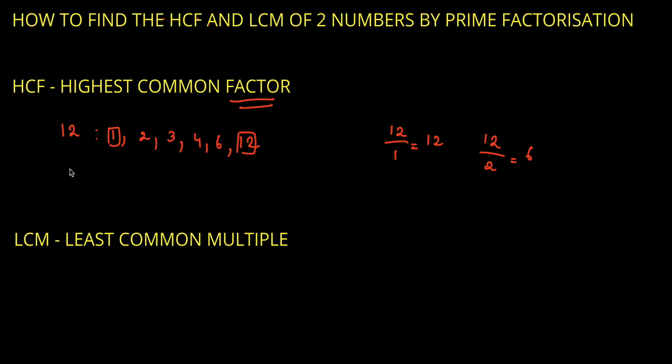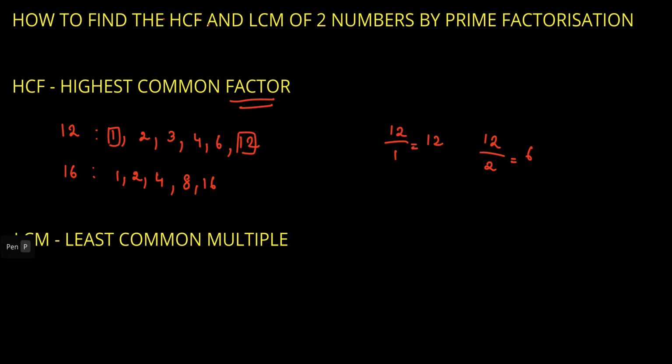Now let's take another number just to understand the meaning of the word common here. 16. So we get 1 as a factor. 2 divides 8 times. 3 does not divide. 4 divides 4 times. 8 divides, and the number 16 itself.